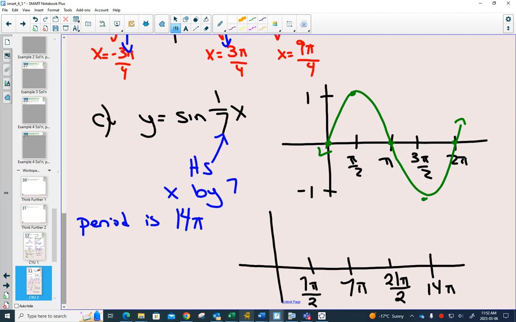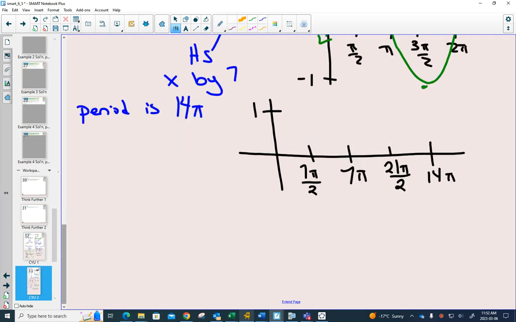Amplitude is still 1, so our maximum is still 1, and our minimum is still negative 1. When graphing, a sine graph will always start in the middle, going up. Here's the middle, going up, maximum, back to middle. Down to minimum, back to middle. And so we can graph our sine and cosine graphs and tangent graphs without showing all the transformations that we did in our previous unit, point to point to point to point. There are some shortcuts for sine and cosine.